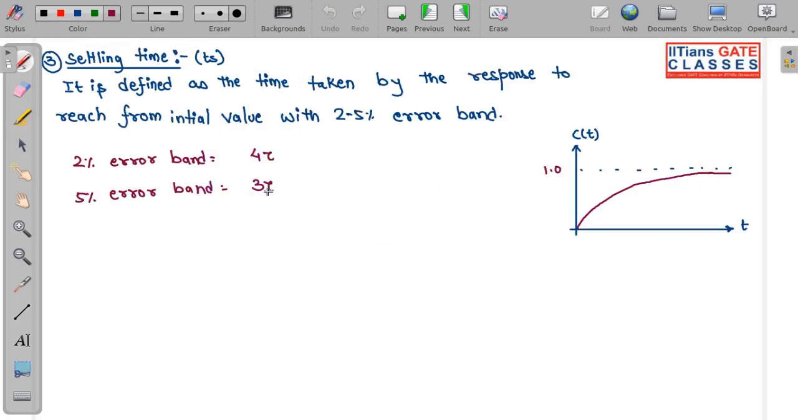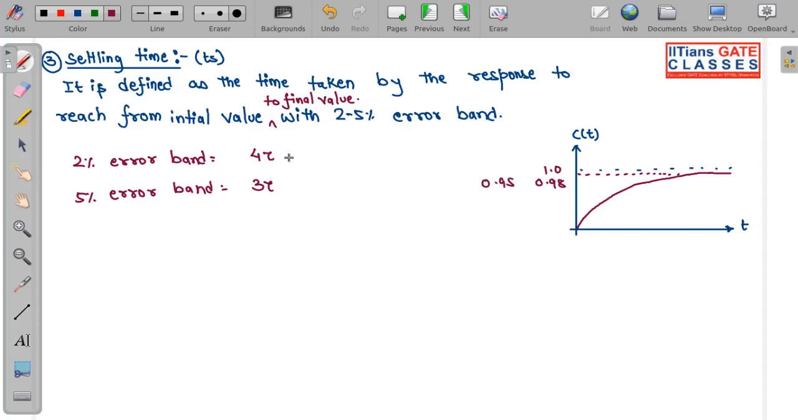Now the next we have over here is settling time. Settling time is the time taken by the response to reach from its initial value to the final value with a 2 to 5% error band. That means if we have a 2% error band, 98% has been reached, or if it is a 5% error band, 0.95 has been reached. That is known as settling time.